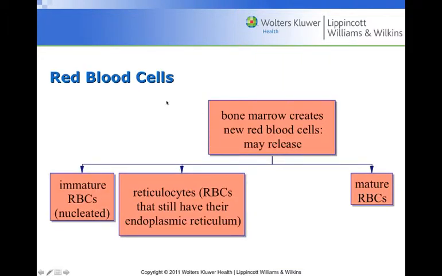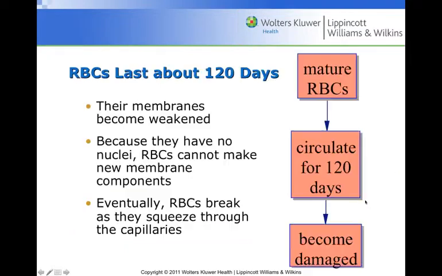So, red blood cells. How does this work? Bone marrow will create new ones. We can have immature red blood cells. As they become more mature, they still have a bit of their endoplasmic reticulum in them, causing them to be called reticulocytes. And these are seen in the blood stream, and that tells us whether our body is making more new red blood cells. They will continue to mature and lose that little bit of endoplasmic reticulum to become mature red blood cells as they get older.